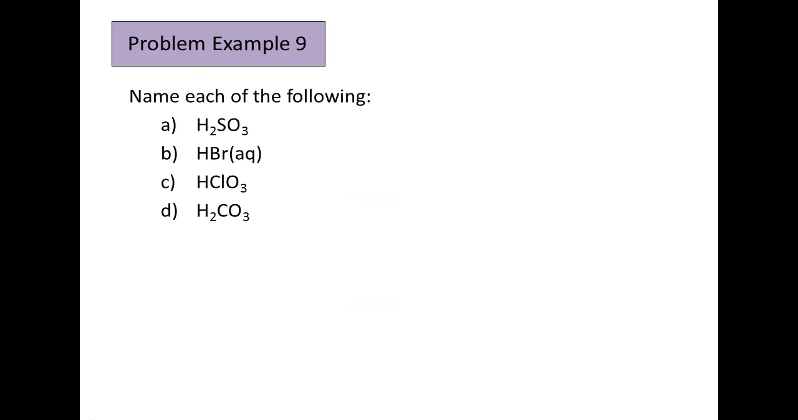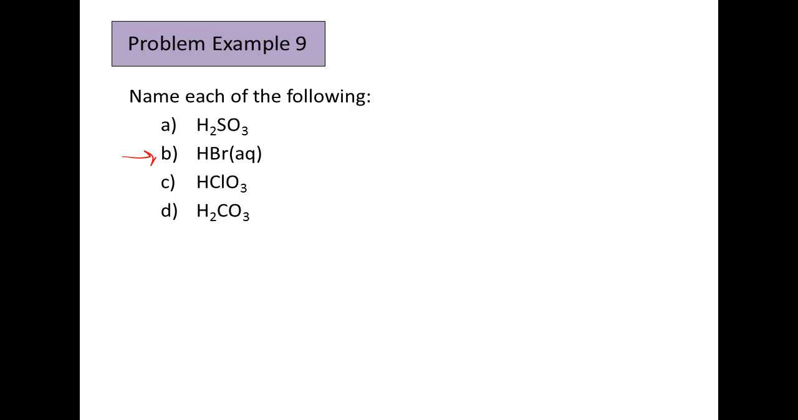So, what I would like you to do is look at the following examples and name them. Notice that not all of them contain oxygen. One of them is just a binary acid. Can you find the binary acid? Yep, it's B. B is a binary acid. So if you recall, binary acids always start with hydro, and then the other ones don't.